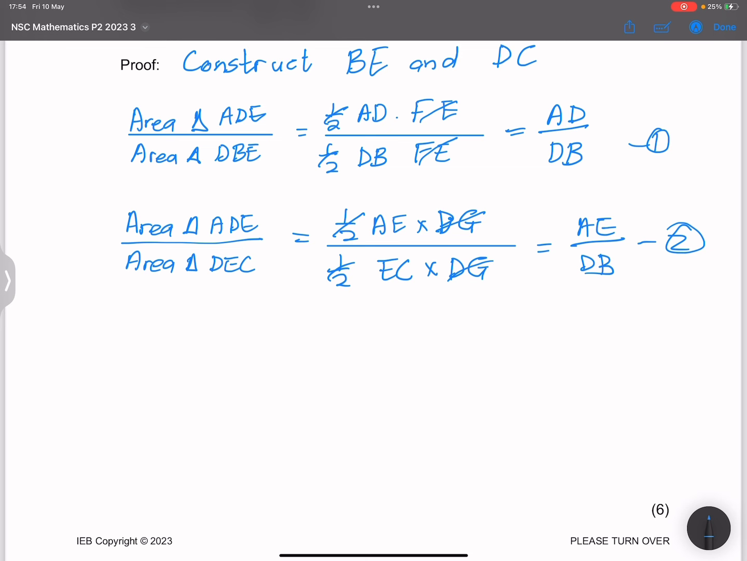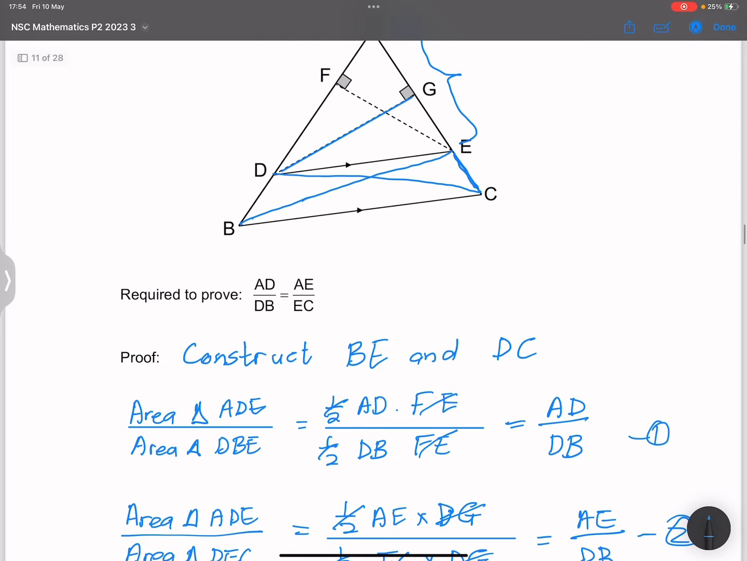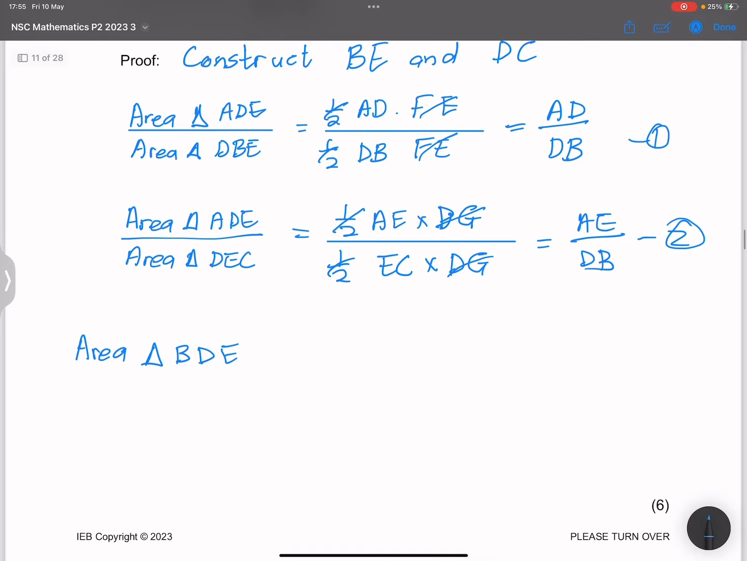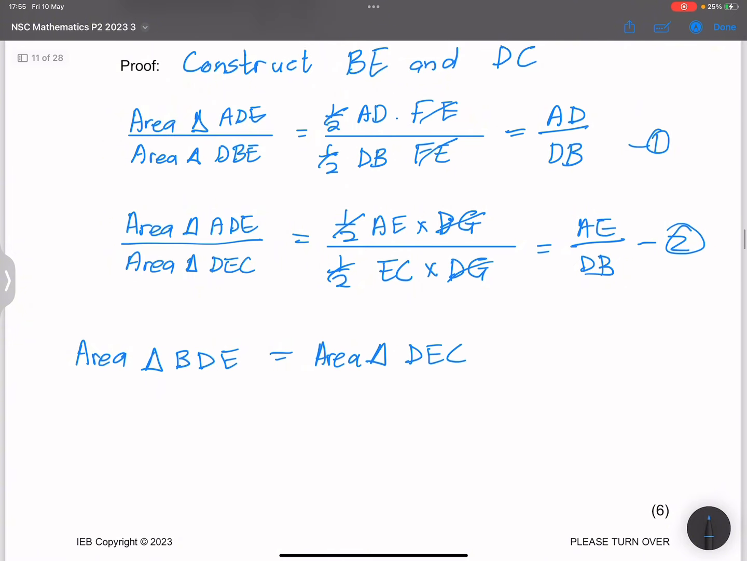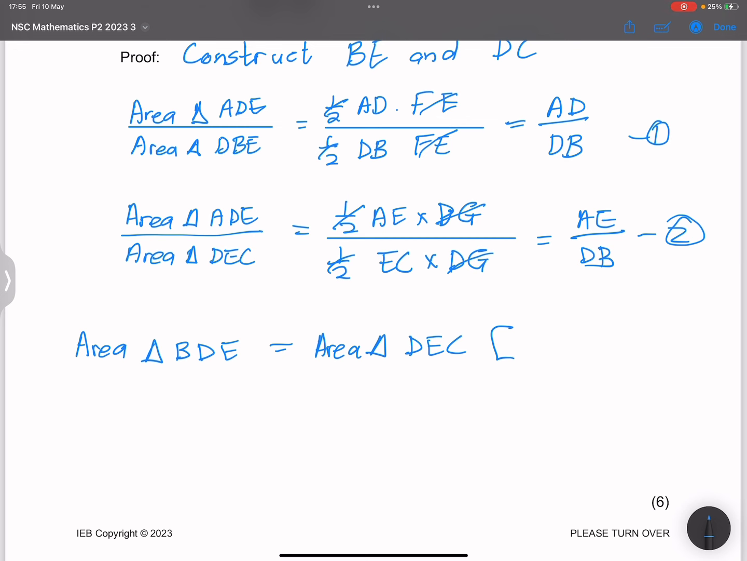But note, ladies and gents, that the areas of those two smaller triangles, BDE, or we said DBE in this case, should be equal to the area of triangle DEC, that smaller triangle as well. And why is that? Remember that they've got the same base. If you note there, their bases are equal.